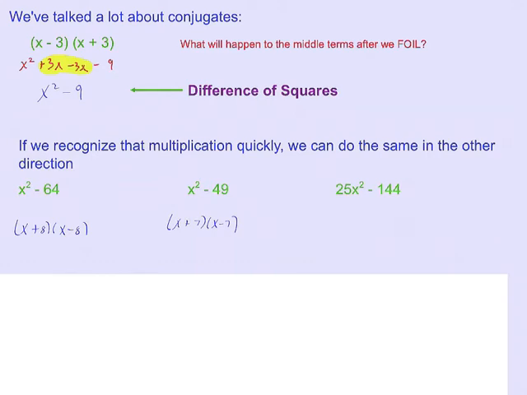And this is particularly useful for more complicated difference of two squares. As long as we notice that both 25x squared and 144 are perfect squares, it must be the result of multiplying two conjugates. Multiplying 5x times 5x would give us the 25x squared. Multiplying the 12 times negative 12 would give us the negative 144.